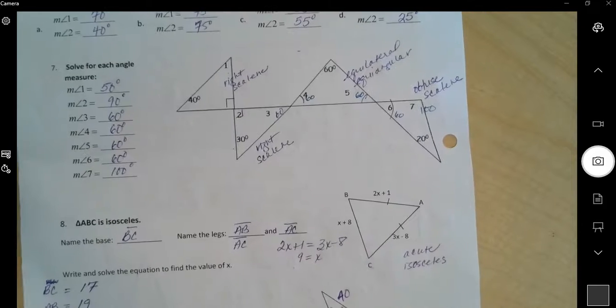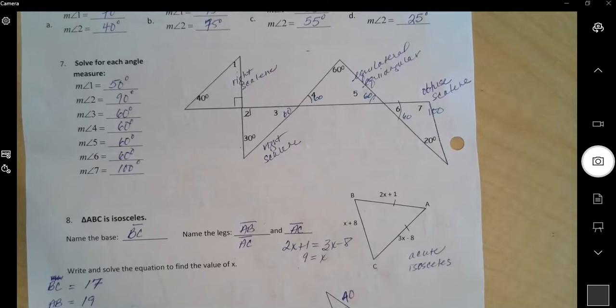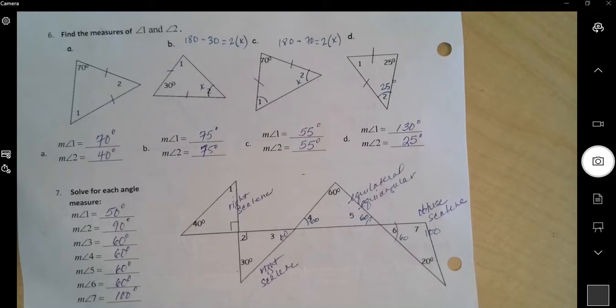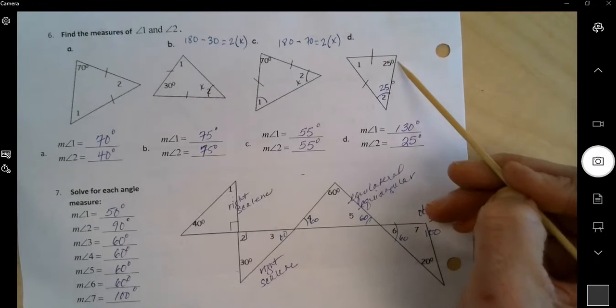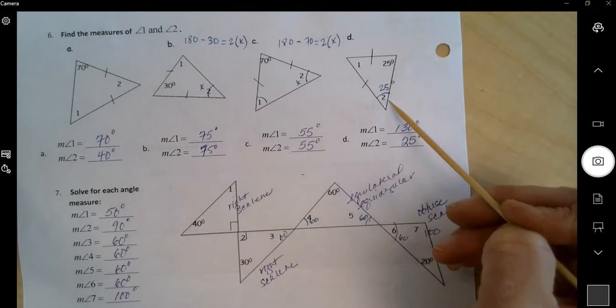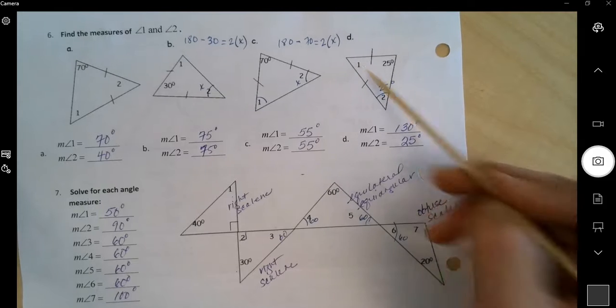All right. These problems are my favorite. Go ahead, Abdul. Can you go over D? Sure. Because these two are congruent, I know these two are congruent. So the sum of these two is 50, right? Which means this one has to be 130.